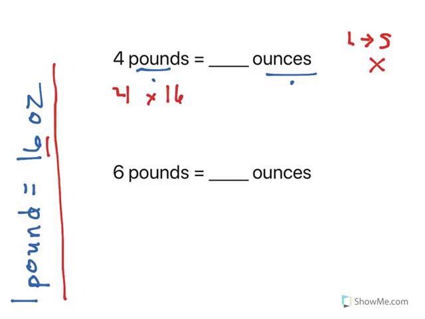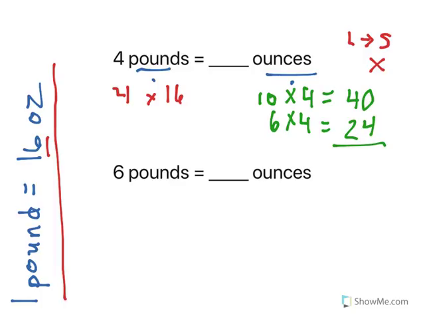So what I can do is split this up into smaller pieces, 10 and 6, and multiply each one by 4. I know that 10 times 4 would be 40, and I know 6 times 4 would be 24. If I add these together, that would give me 64. That means that 4 pounds is equivalent to 64 ounces.